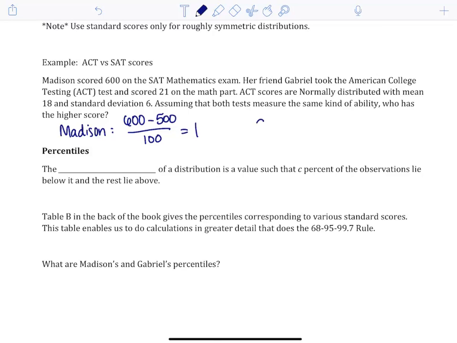Then we can look at Gabriel, and he scored a 21, but the mean on the ACT is 18 and the standard deviation is 6. In your calculator, take 21 minus 18, that gives you 3. Then 3 divided by 6, you get 0.5. So even though Gabriel did better than the average, he only was 0.5 standard deviations above the mean. So that means that Madison actually scored better relative to the other people taking that test.